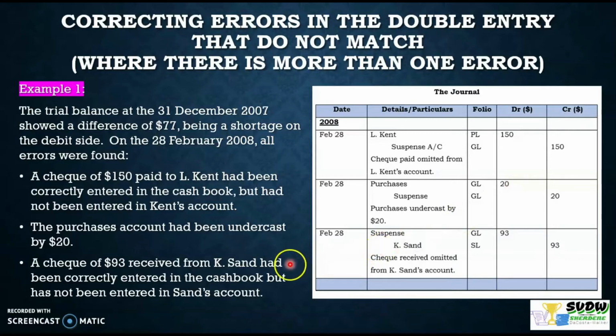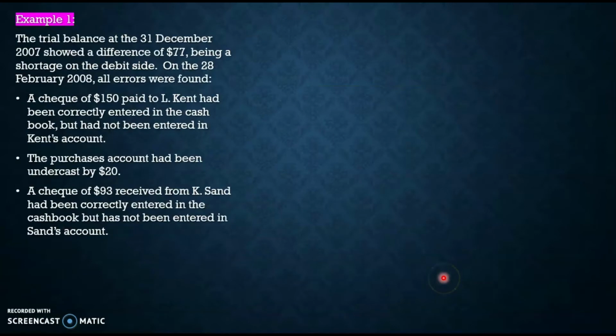And then the third one, we're going to debit suspense and credit K-Sans. Now, why are we debiting suspense? K-Sans gave us a check, therefore it's a debtor who is paying us. So we would have credited the debtor's account to show that entry. So that's what we did. And we must have a debit for a credit. So we will debit the suspense account. Check received omitted from K-Sans account.